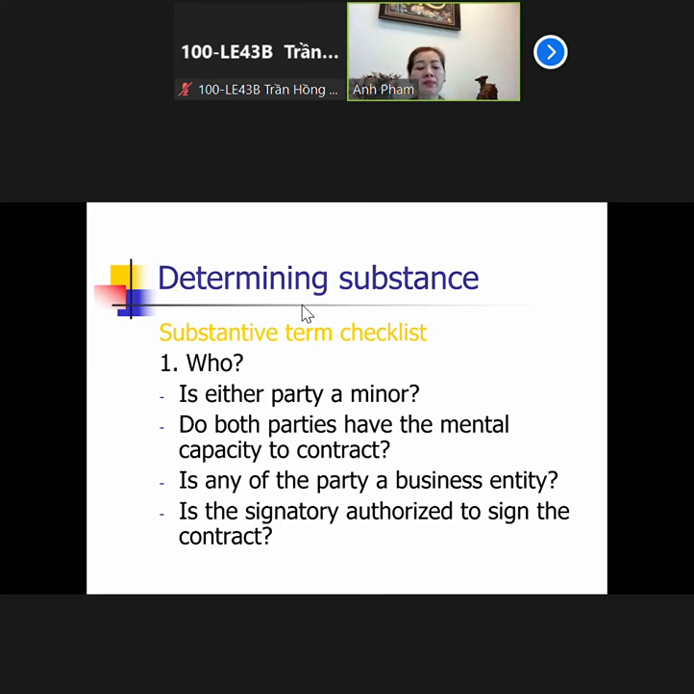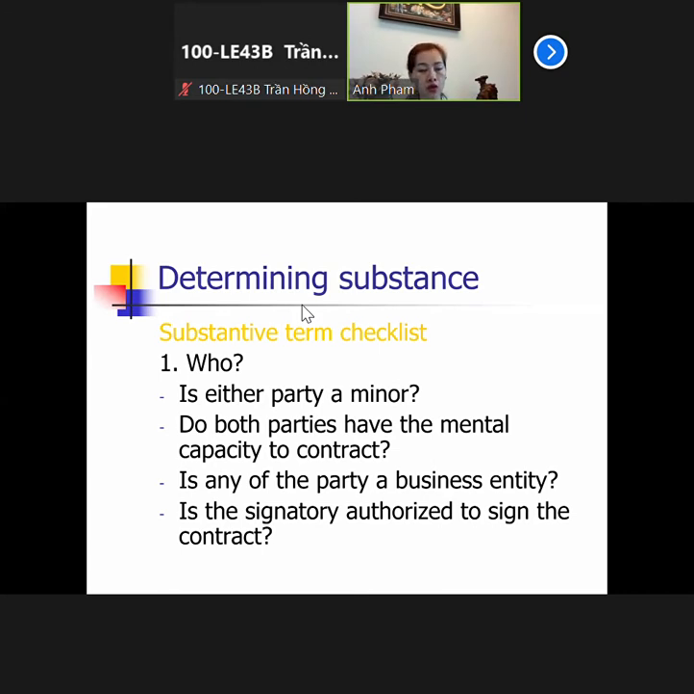Now, the next one is, is any of the parties a business entity? Why do you need to have this question? Because for a business entity, we need to include some information, the information about the enterprise registration certificate. We need the other party to provide you with the enterprise registration certificate, in which you will know the ERC number, the address, the legal representative, who is the legal representative of the company.